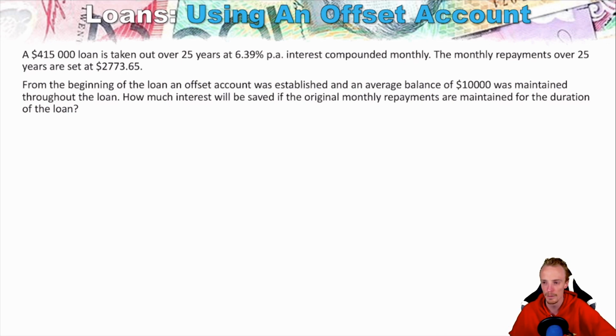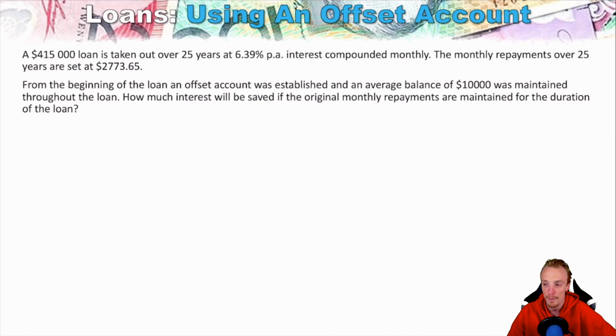So to begin with, we're just going to say we've got an offset account straight away from the start of the loan itself, and we're going to put $10,000 into it. Now, we're doing this because the benefit of an offset account is as a savings account. You can access that $10,000 without redrafting the loan at any stage. Now, the downside of that is it's going to put back up what the loan amount is that the interest is compounding from.